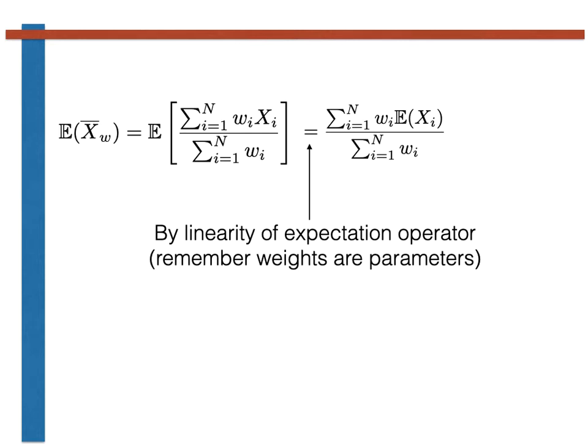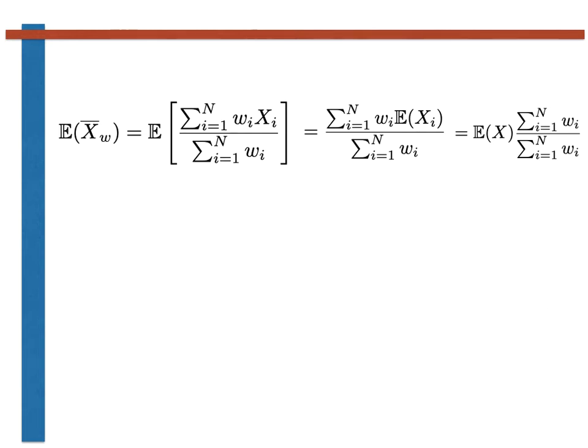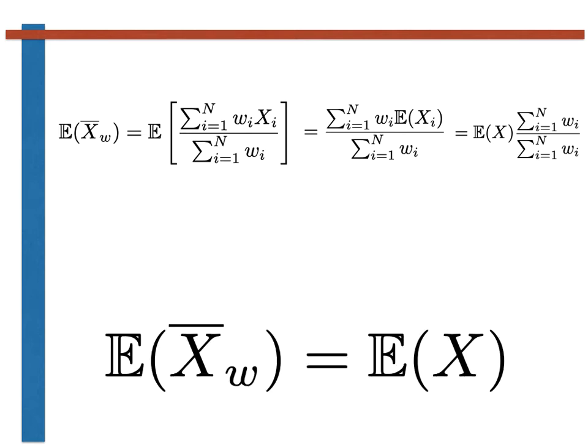We then note that all the random variables are identical and thus have the same value for the expectation. The expectation can thus be brought outside of the sum in the numerator as shown here. The sums over all the wi in the numerator and denominator then cancel, and we find that the expectation of the weighted mean is the same as the expectation of the random variable from which it was computed.